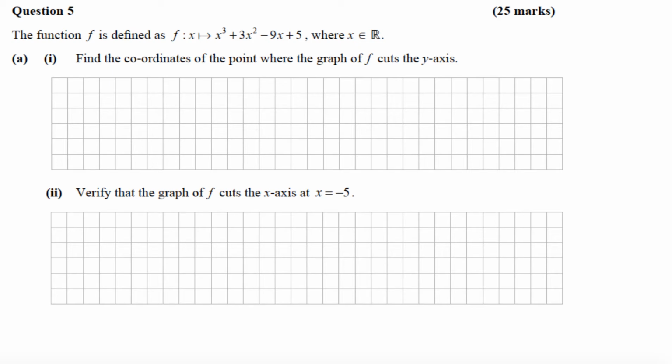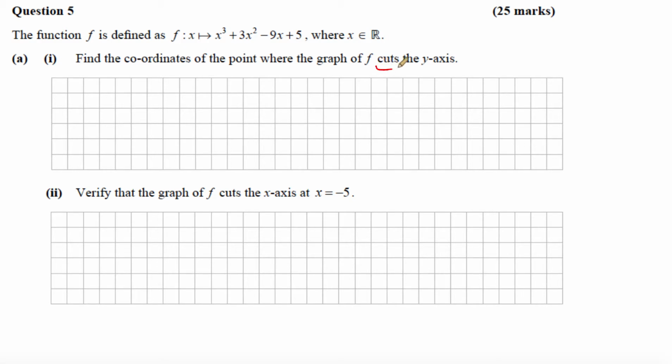So this is the 2014 Leaving Cert Ordinary Level Paper 1 and we're looking at question 5. The function f is defined as f of x maps onto x cubed plus 3x squared minus 9x plus 5, where x is an element of the set of real numbers. Part A1 says find the coordinates of the point where the graph of f cuts the y-axis.